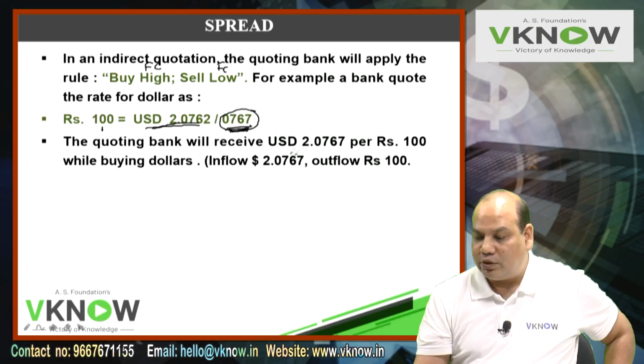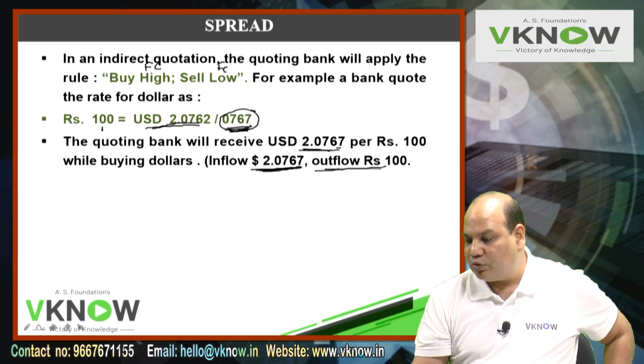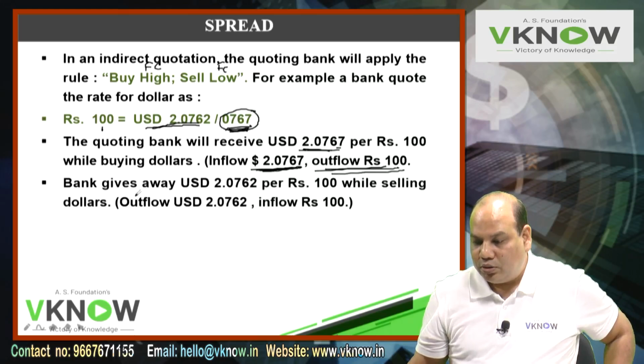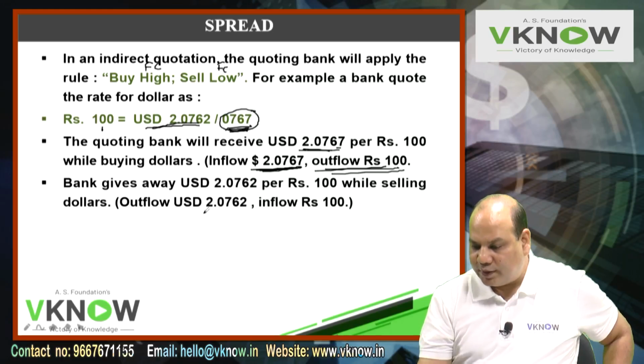The quoting bank will receive $2.0767 per rupees 100 while buying dollar. So what is the inflow? The inflow is $2.0767, the outflow is rupees 100, and at the same time, sell low. At the time of selling dollar, the bank gives away the lower figure, USD 2.0762 per rupees 100 while selling dollar. So the outflow of USD is 2.0762 and the inflow is 100.